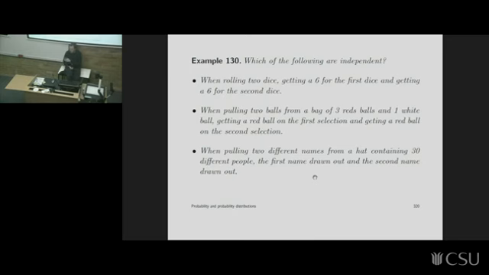So again, you can see the word just makes sense, hopefully, if you can do it fairly intuitively. What about the last one? You've got a hat full of 30 different people, your names essentially. Oh, yeah, just people. Sorry, the names. Okay, the names of 30 people put in a hat, and you pick out 2.